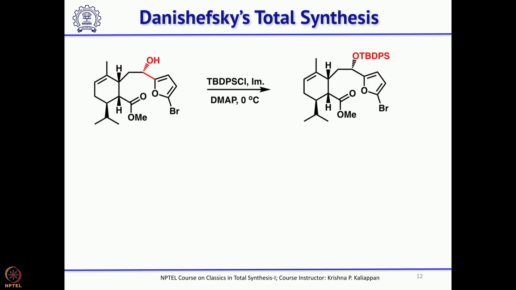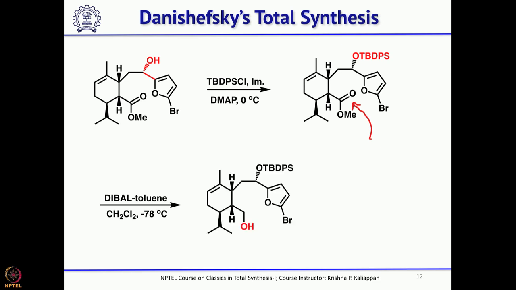Then now you need to homologate this ester. Okay, how do you do it? You have to first reduce, then that CH2OH should be homologated. The reduction is normally done with DIBAL. If you use excess DIBAL, you will get the corresponding alcohol. So here they used excess DIBAL so that you get the primary alcohol.